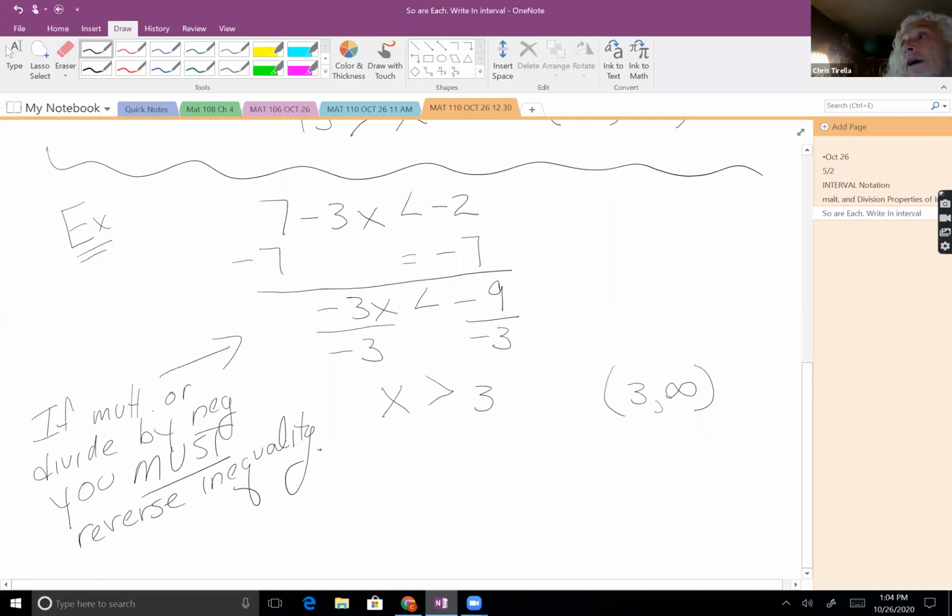Everybody all right with that? We're going to need to remember that for the next couple types of problems that we're looking at. But if there are no questions, let's go look at that next kind of inequality that we're going to solve.